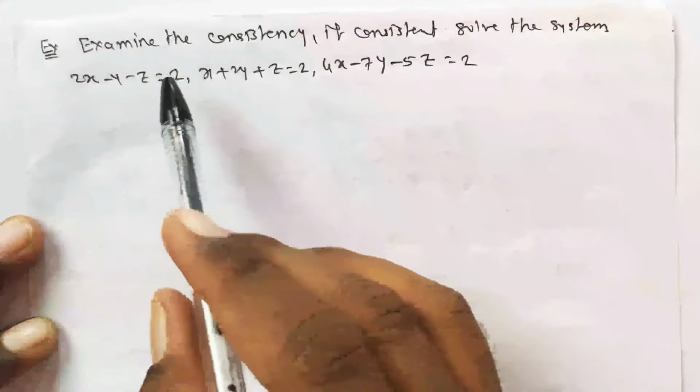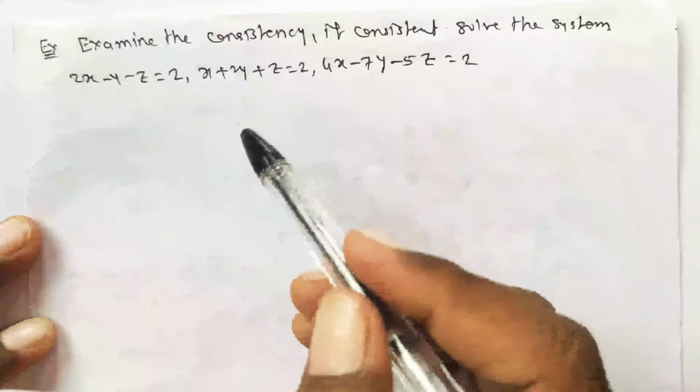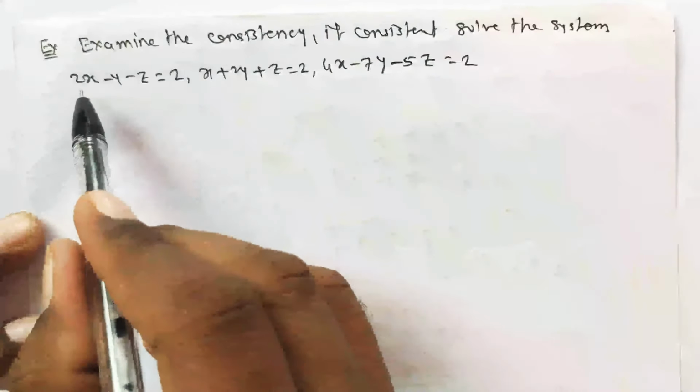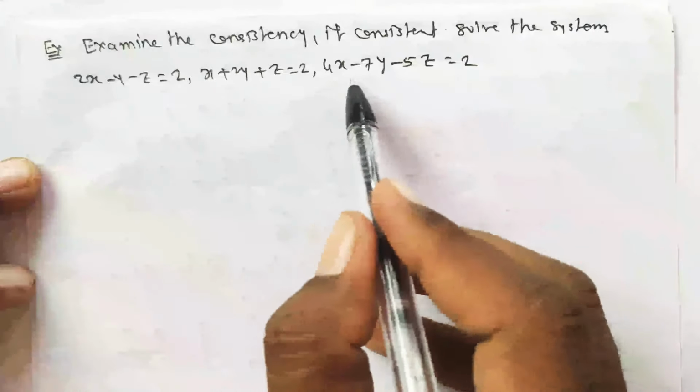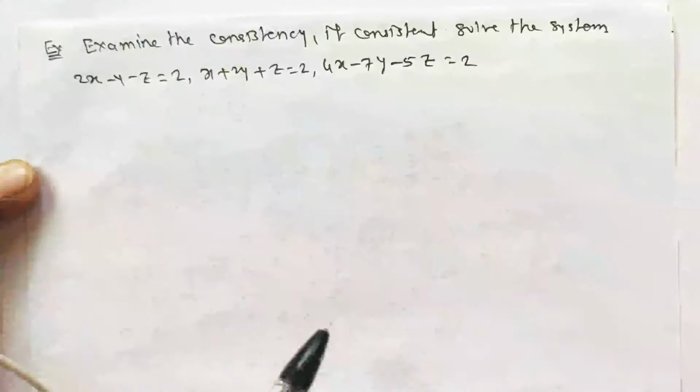So the problem is: examine the consistency, and if consistent, solve the system, where the given system is 2x minus y minus z equal to 2, x plus 2y plus z equal to 2, 4x minus 7y minus 5z equal to 2.